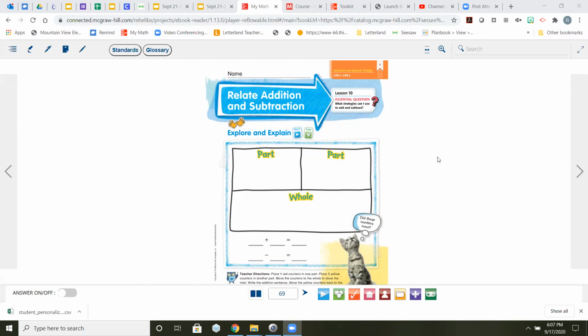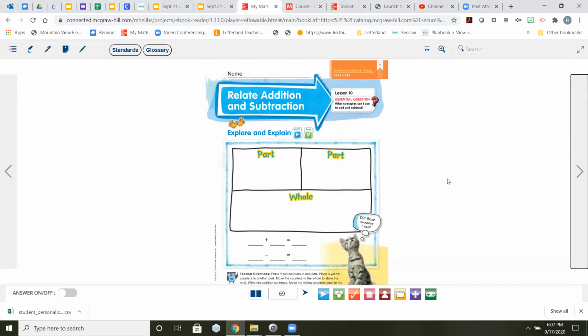Today we're going to look at how we relate addition and subtraction, and how we can use addition to help us understand subtraction and how we can use subtraction to help us understand addition, that they're the opposite of each other. And we're going to look at different strategies to do this. And part-whole math is one way. We'll come back to this in a little bit.